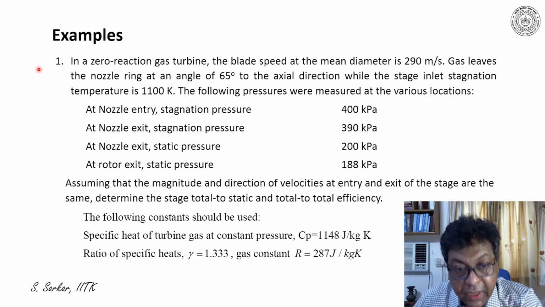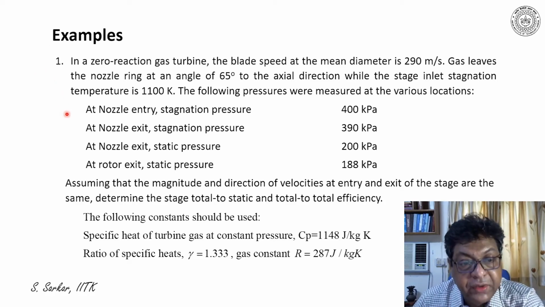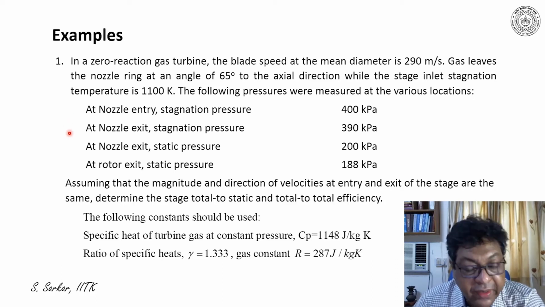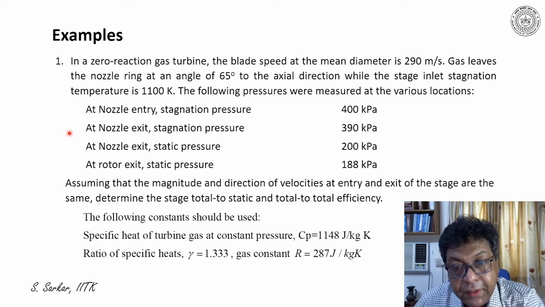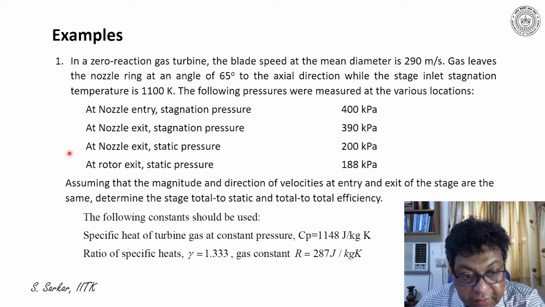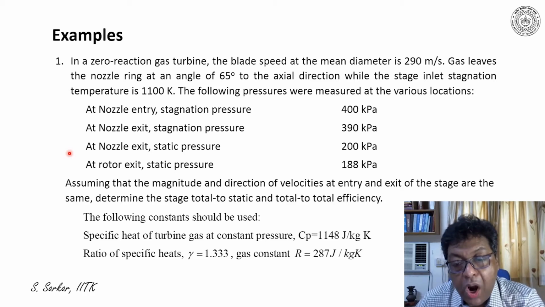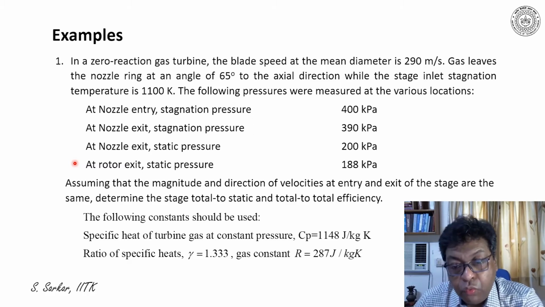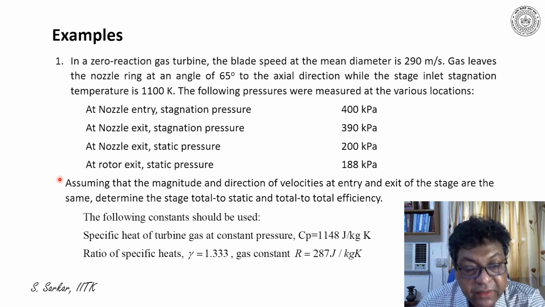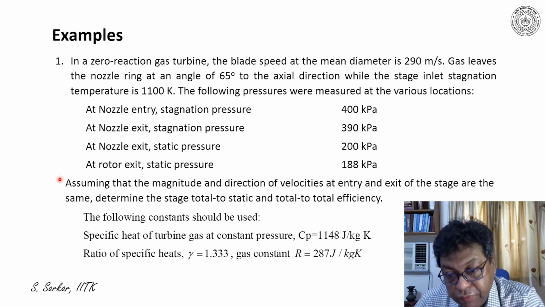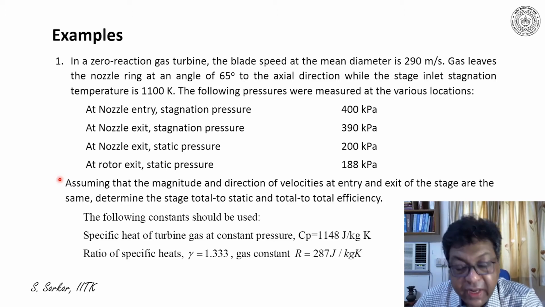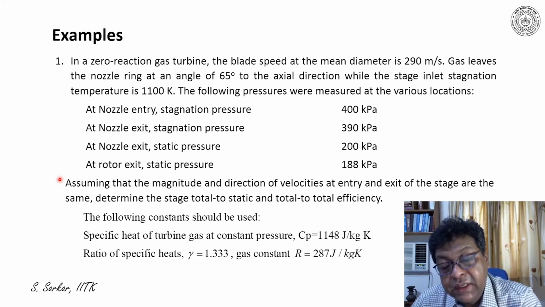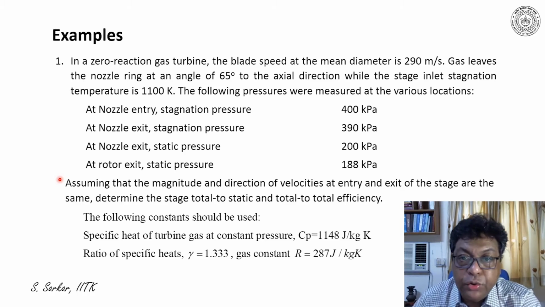is 1100 Kelvin. The following pressures were measured at various locations. At the nozzle entry, the stagnation pressure is 400 kilopascal. At the nozzle exit, the stagnation pressure is 390 kilopascal. At the nozzle exit, the static pressure is 200 kilopascal. At the rotor exit, the static pressure is 188 kilopascals. Assume that the magnitude and the direction of velocities at entry and exit of the stage are the same. Determine the stage total to static and total to total efficiency.